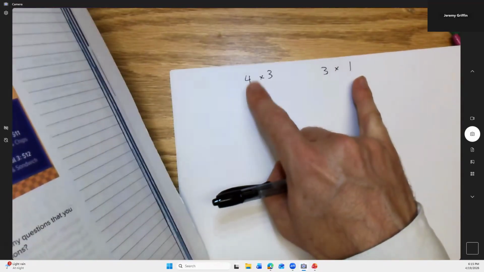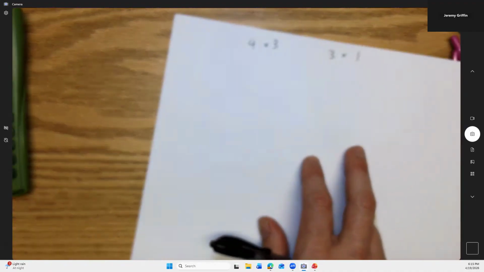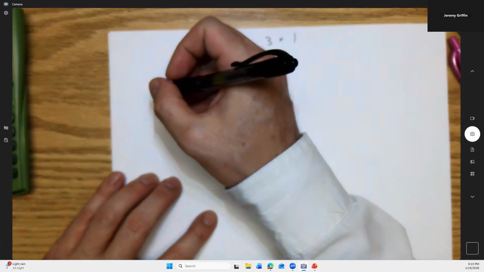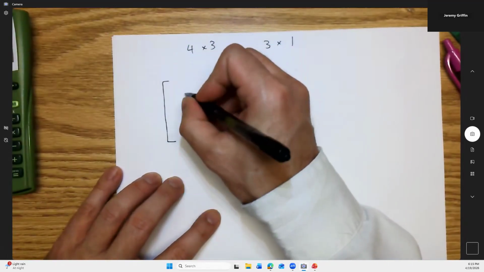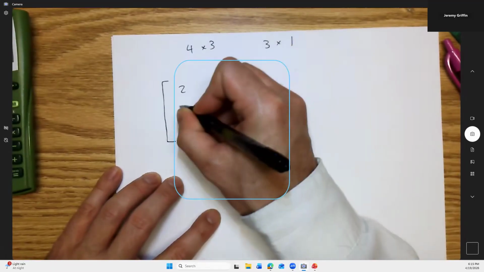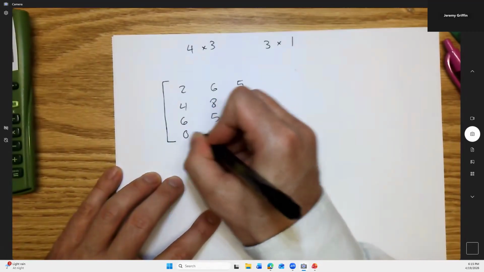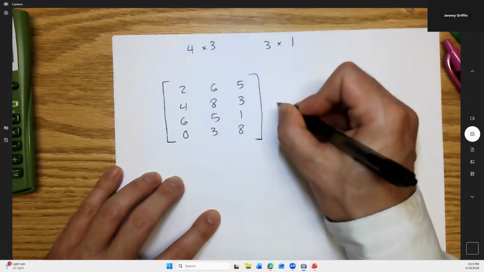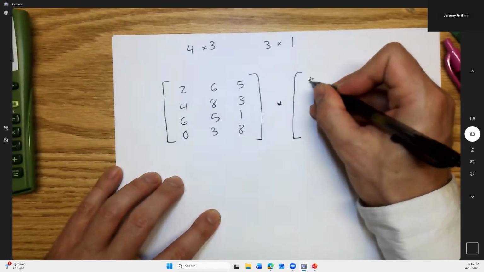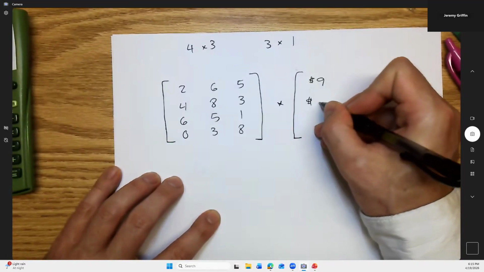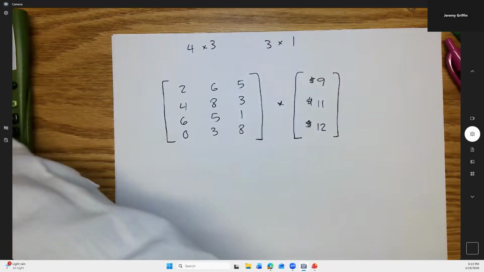Oh, you know what, guys? Since the answer is going to be a 4 by 1, that could represent the bills of the 4 tables. Okay, so great. Right now we're taking a story example and we're applying this matrix math to it. So we got straight from the book 2, 6, 5, 4, 8, 3, 6, 5, 1, 0, 3, 8. Okay, we're going to multiply that by, so a little cross product there, we got $9, $11, $12. Right, just to show you.